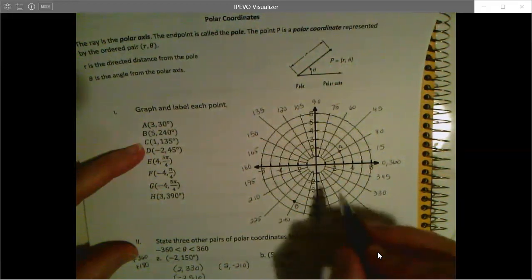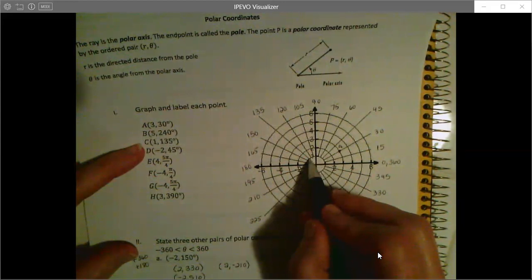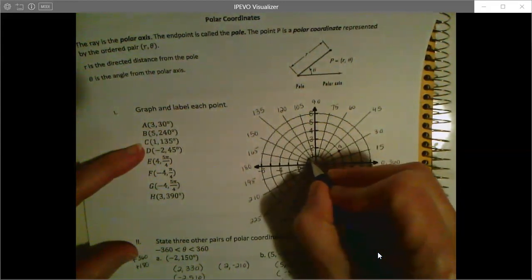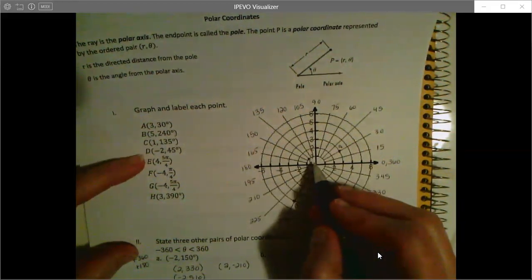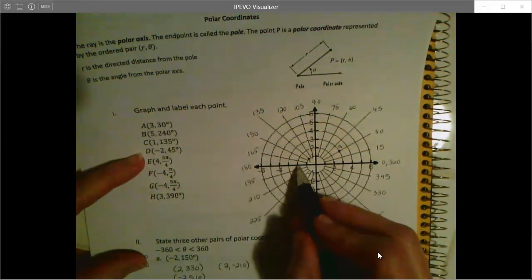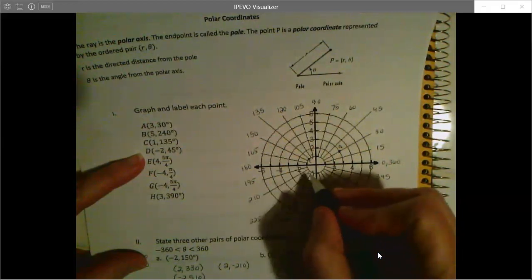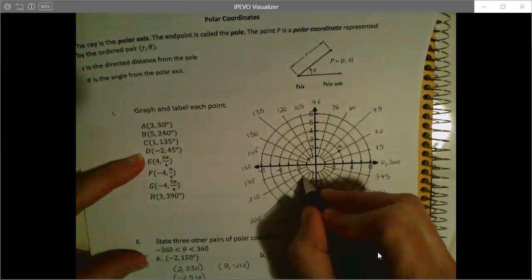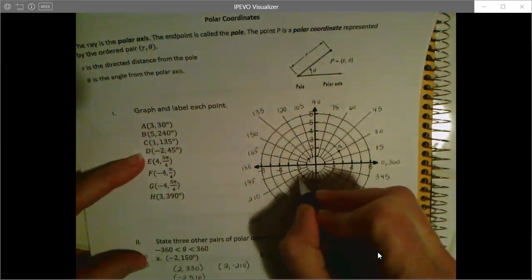1, 135. I go over to the 1, and then I go around, staying on the 1 line, to the 135, and that's right here. So that's C. You see that? Okay, negative 2, 45. That means I'm going to go negative 2, and then from here, I'm going to rotate 45 degrees. That's going to put me right at this point here. So that's D.